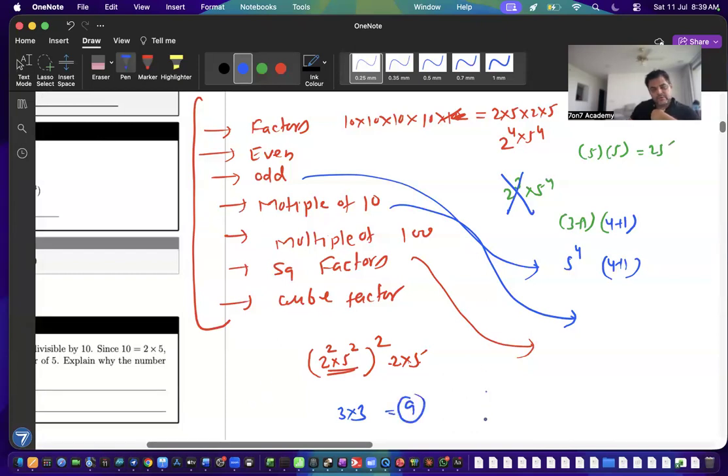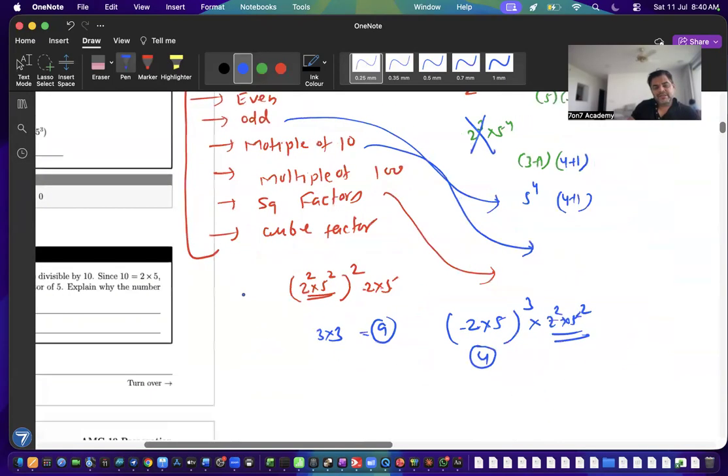To do cube factor, you have to do same thing. You write something cube into remaining. Something cube maximum you can put 2 into 5. Remaining is 2 raised to 2, 5 raised to 2. It does not matter what you have. This would give you what? 4 factors. So there are 4 cube factors.